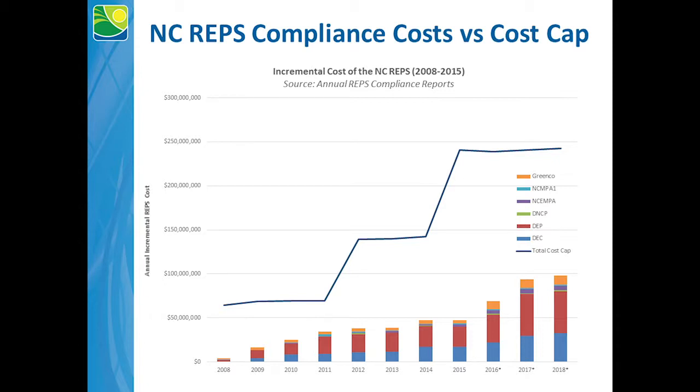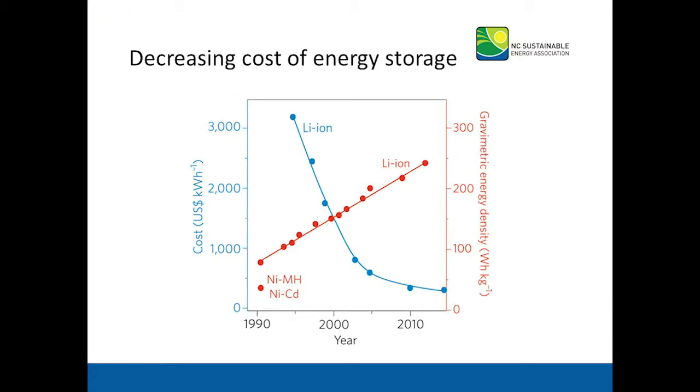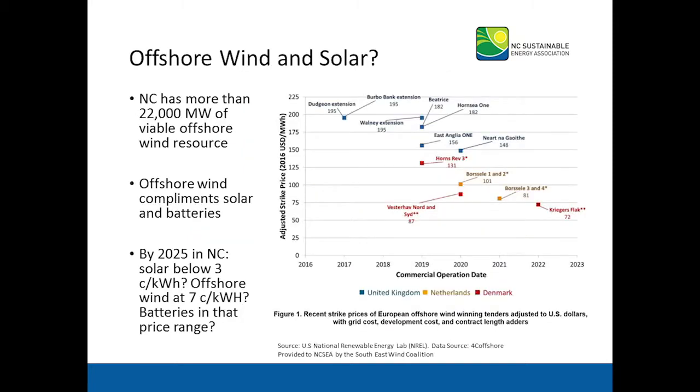This is a simplified storage cost chart. Again, Steve showed you that the cost of storage has come down dramatically. The blue line is the cost decline. This slide, thanks to Southeast Wind Coalition for the chart and information on the right.